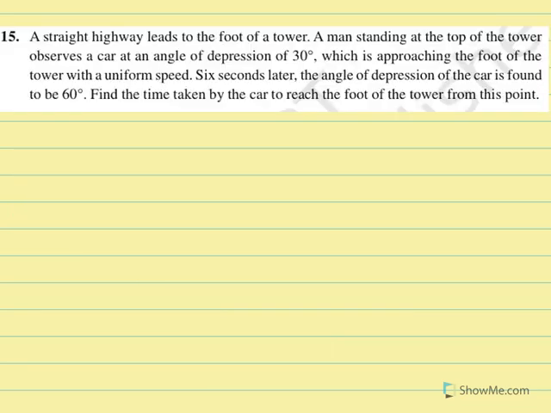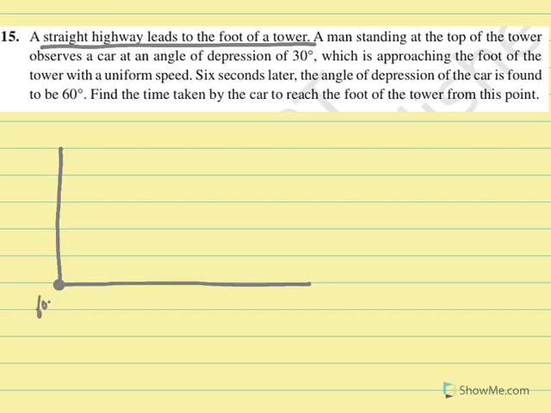Again, for the sum, we need to draw as we're reading. A straight highway leads to the foot of a tower. So let's draw that. So I need a tower. So this is the tower. And here's a highway, and this highway leads to the foot of the tower. So this is my foot of the tower, okay? Here is the tower. I'll mark it as AB. So this is the top of the tower, A and B.